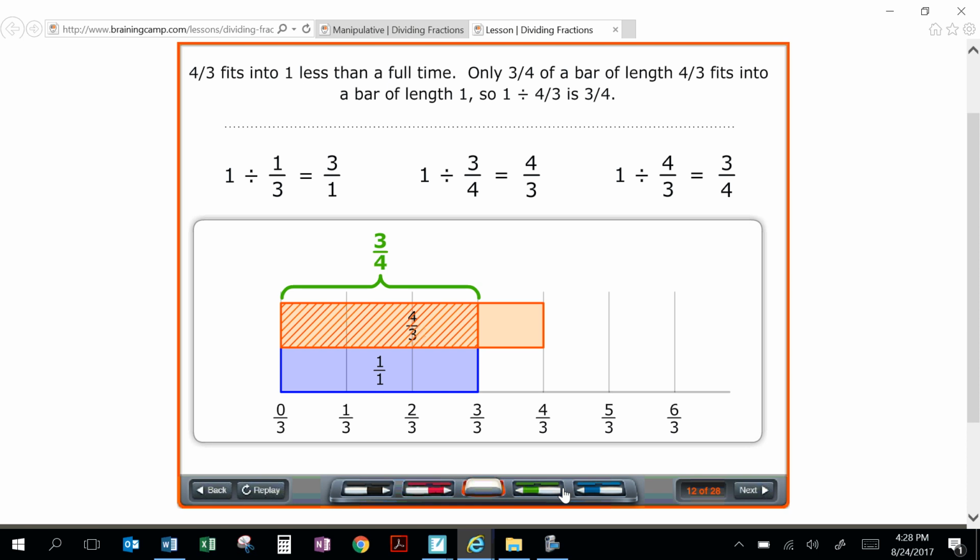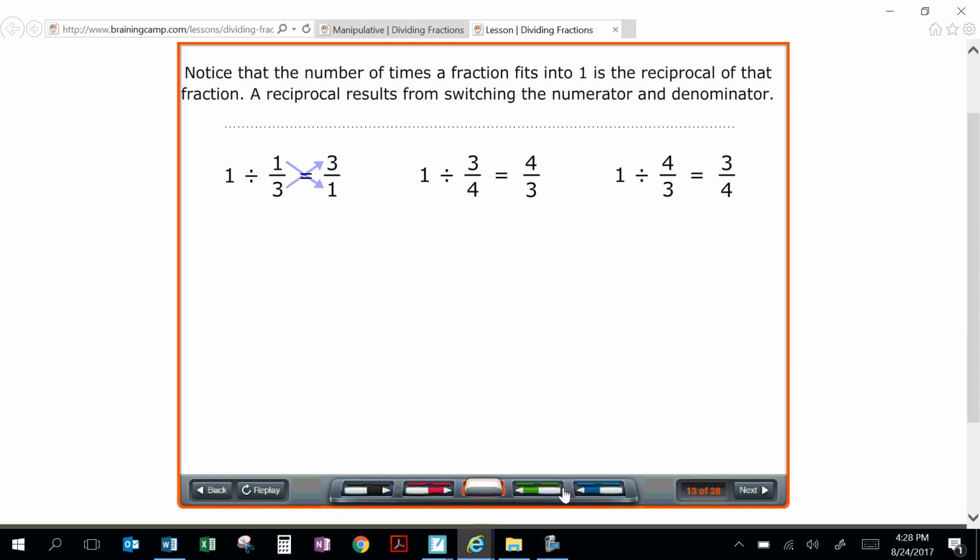Do you notice any patterns as we're dividing? So right here, 1 divided by 1/3 is 3 over 1. 1 divided by 3/4 is 4 over 3. 1 divided by 4/3 equals 3 over 4. Notice that the number of times a fraction fits into 1 is the reciprocal of that fraction. A reciprocal results from switching the numerator and denominator. A reciprocal is like the flipping of a fraction, flipping the numerator with the denominator.